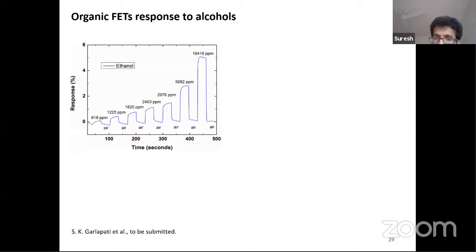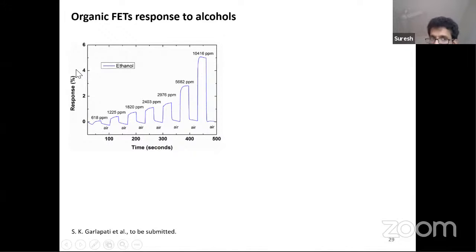Why have I used ethanol? Because ethanol is present in our human body, and also, of course, you can do breath analysis to tell whether somebody is drunk or not, right? Also, you can do environmental monitoring. So this kind of monitoring you need to have. So we made sensors using organic field effect transistors and detected ethanol. Ethanol has sensitivity towards the organic semiconductors. So here is the percentage response versus time, and the minimum detection level is 600 parts per million.